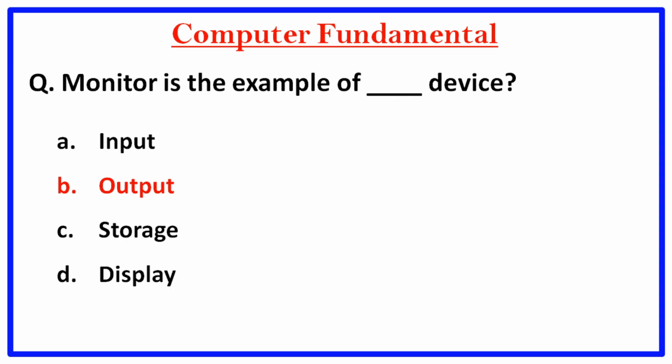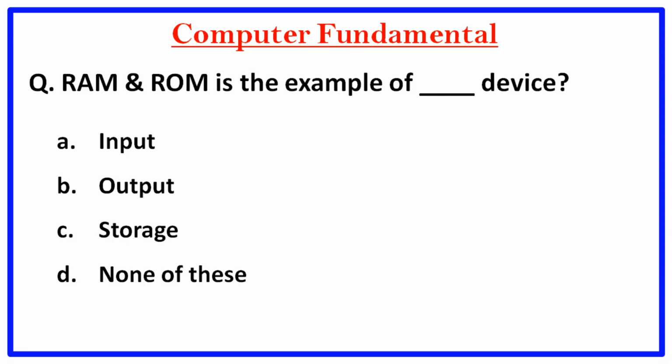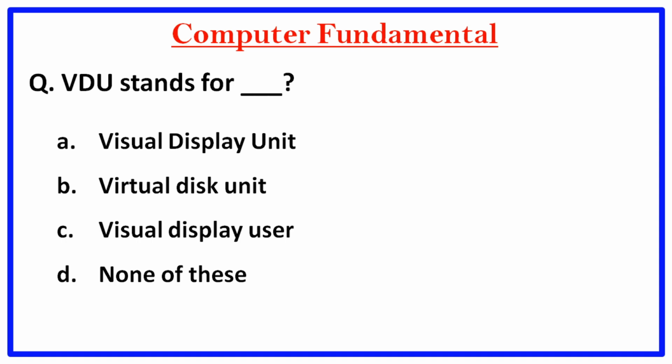Next question. How many function keys on keyboard? Right answer is option C, 12. Next question. RAM and ROMs is the examples of dash device. Right answer is storage. Next question. VDU stand for dash. Right answer is Visual Display Unit.